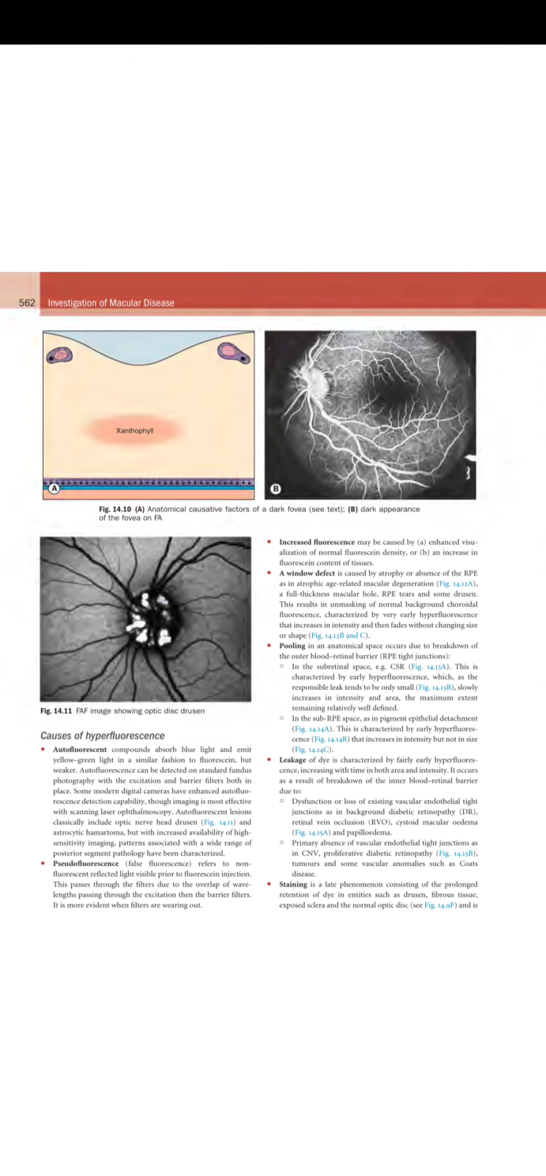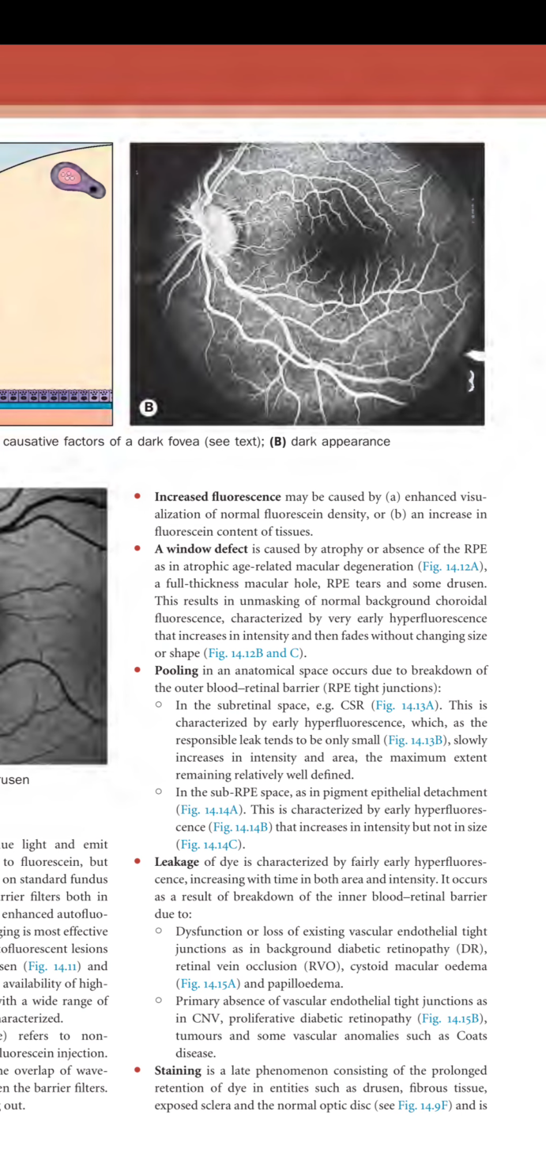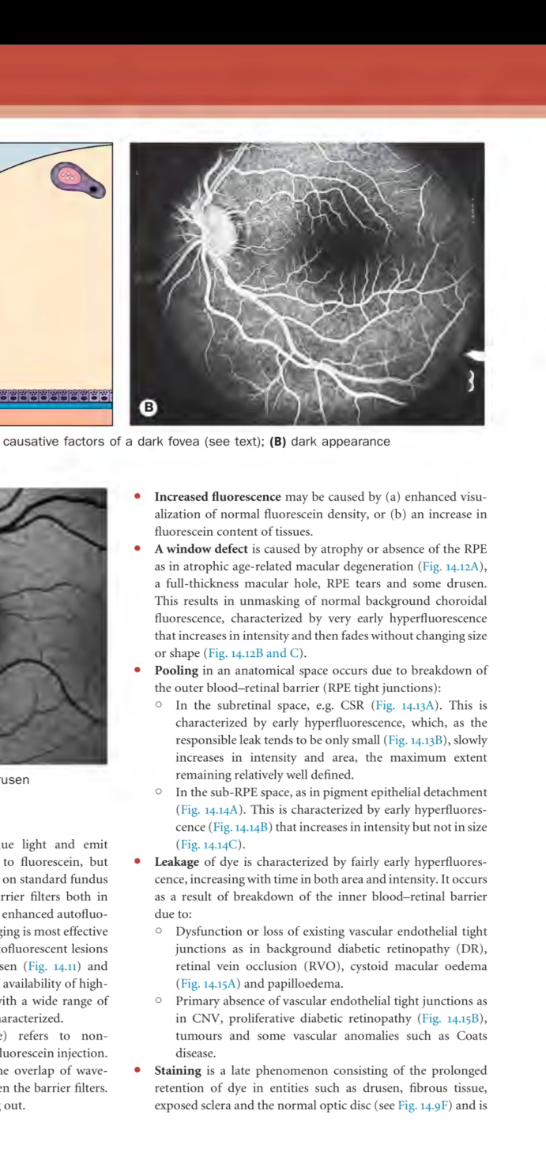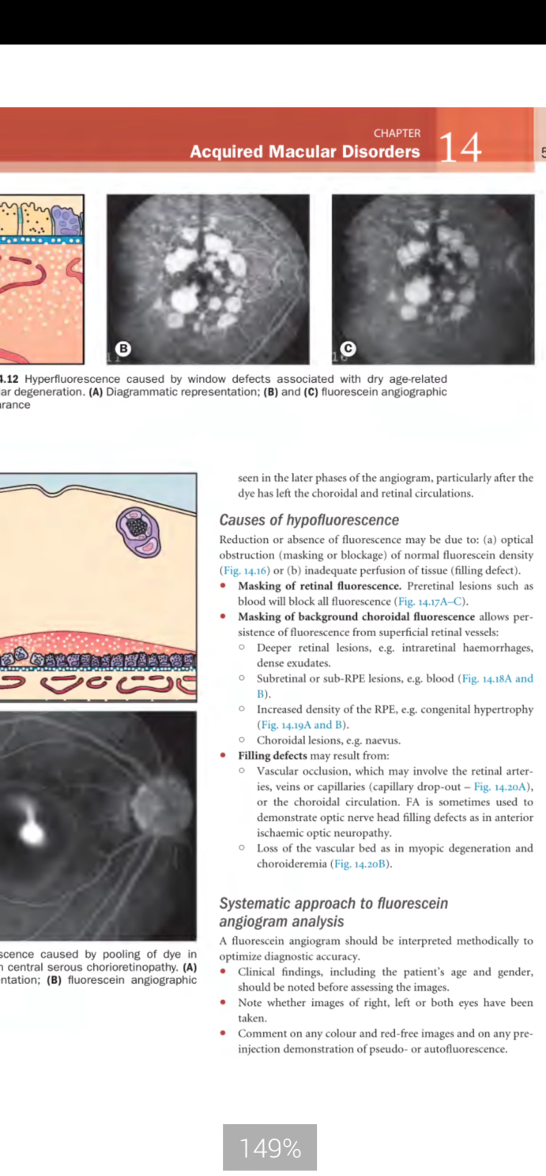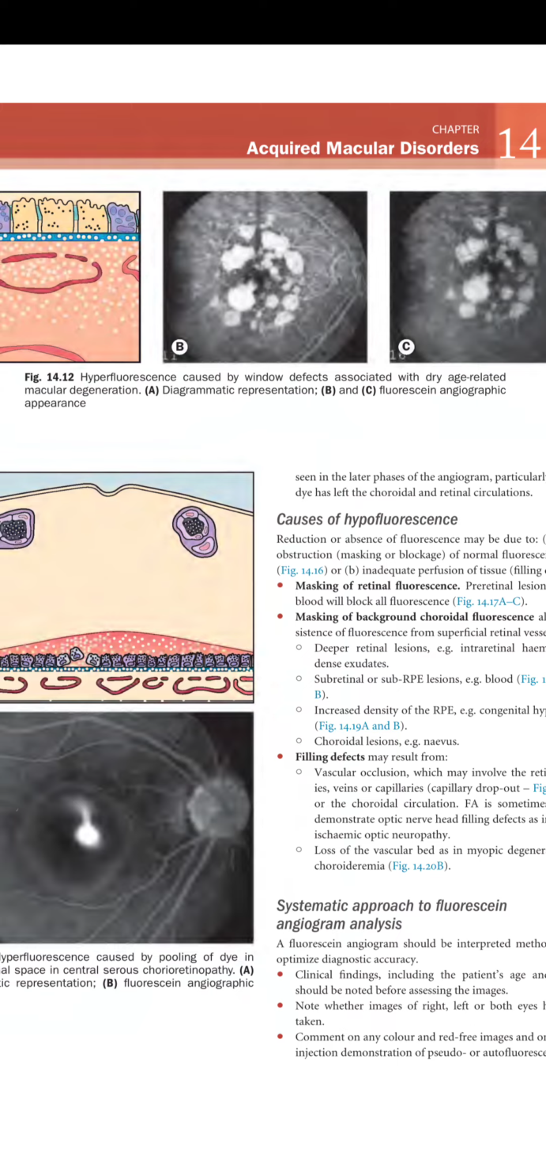Next is staining. Staining is basically when the tissue is being dyed. Staining is a late phenomenon consisting of prolonged retention of the dye in entities such as drusen, fibrous tissue, exposed sclera, and normal optic discs. So staining can also occur in a normal optic disc, in drusen, in fibrous tissue, and in exposed sclera as well, and is seen in the later phases of the angiogram, particularly after the dye has left the choroidal and the retinal circulations.